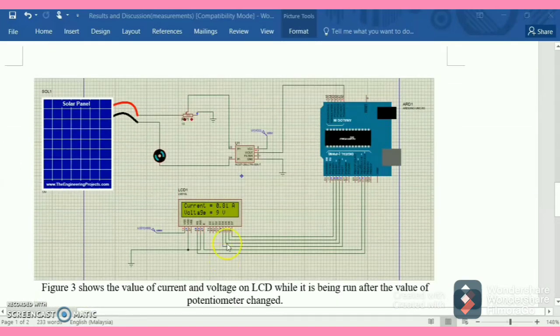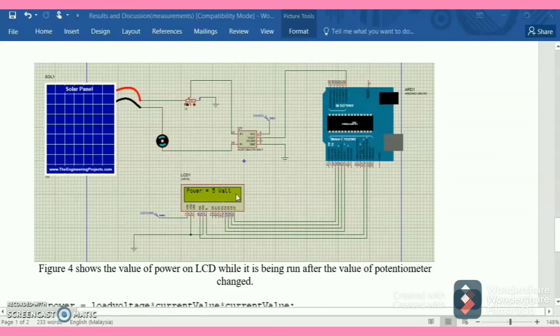Next, figure 3 shows the value of current and voltage on LCD while it is being run after the value of potentiometer change. The value of potentiometer has changed. So the current we got is 0.01 ampere and the voltage is 9 volt. Next, figure 4 shows the value of power on LCD while it is being run after the value of potentiometer change. As the value of potentiometer change, the power we've got is 5 watt.